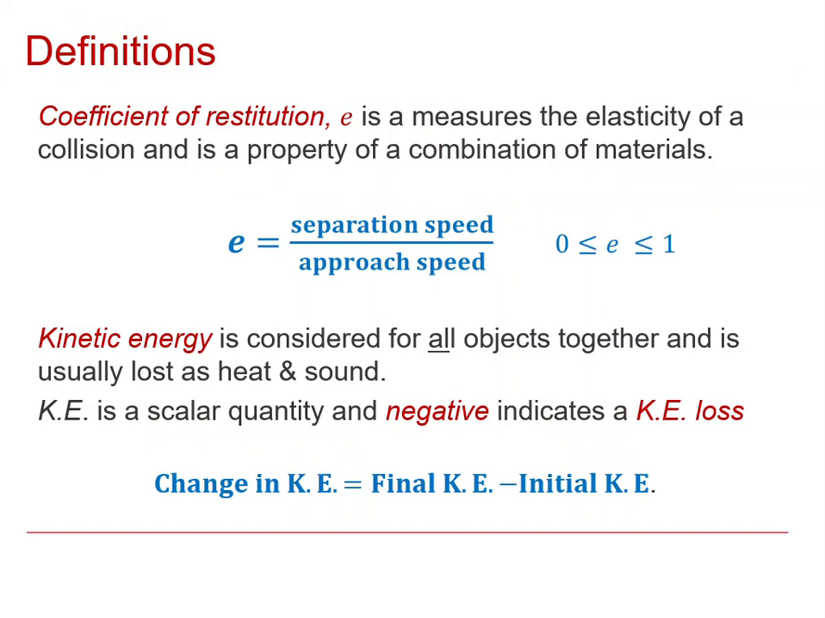The story so far: the coefficient of restitution E is a measure of the elasticity of a collision, and it's a property of the combination of materials. So we have the usual summary that E is the separation speed over the approach speed. E lies between 0 and 1 and it's dimensionless. E equals 0 is an inelastic collision where the two bodies cohere. That, in the case of collisions with a plane, would be like a snowball sticking to a wall. And E equals 1 will be a case where you have perfect elasticity.